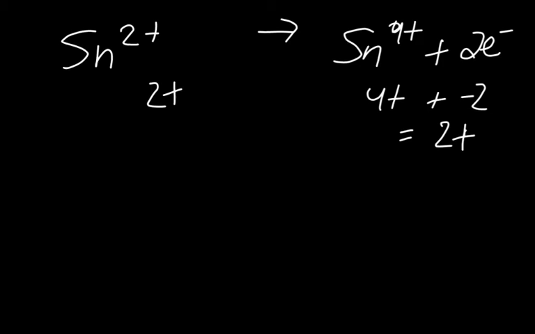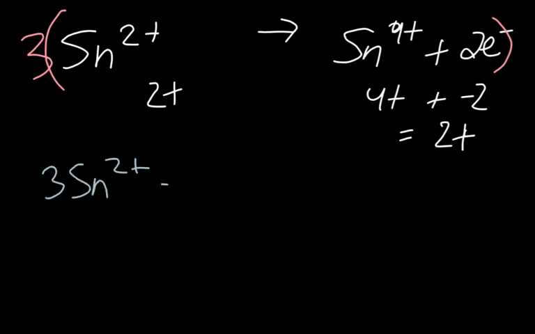Now, this is all fine, except in the previous reaction, we had a total of 6 electrons, and in this reaction, we only have a total of 2. So that means that we have to multiply the entire equation by 3, so that we get this as our final half reaction.